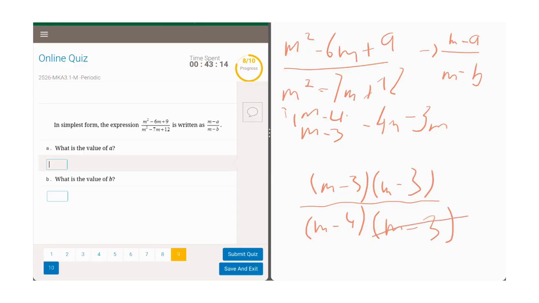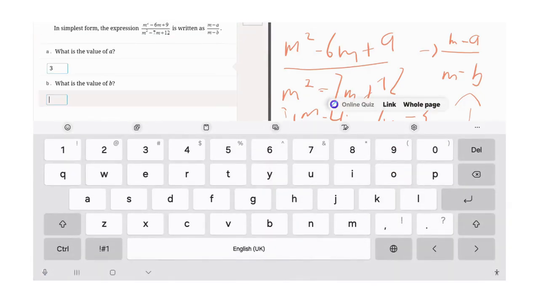We can cancel out m minus 3 with m minus 3, and we're left with m minus 3 over m minus 4, which is also the same form as this. So that means we replaced a with 3, and we replaced b with 4. So a is equal to 3 and b is equal to 4.